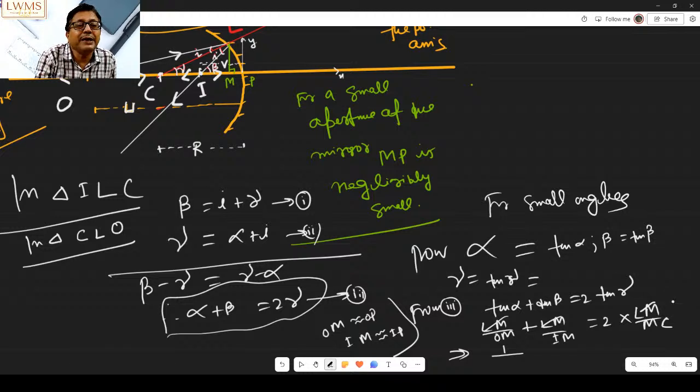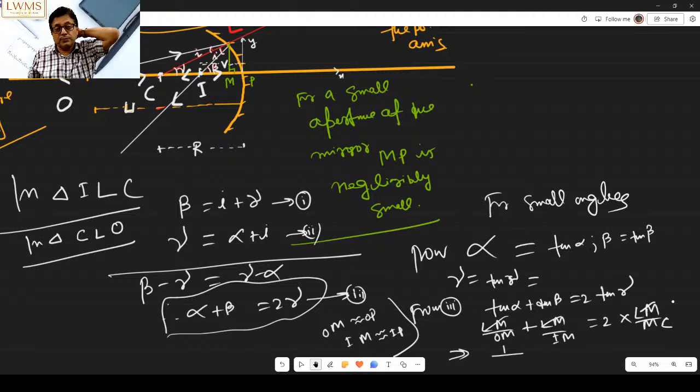If anything lies on the negative x axis, it will be negative. Anything above the y axis is positive. Anything below the y axis is negative. Light you always send from the left side. Along the direction of light from the pole, everything is positive. Opposite to the direction of light, everything is negative. Clear? By Cartesian sign convention.